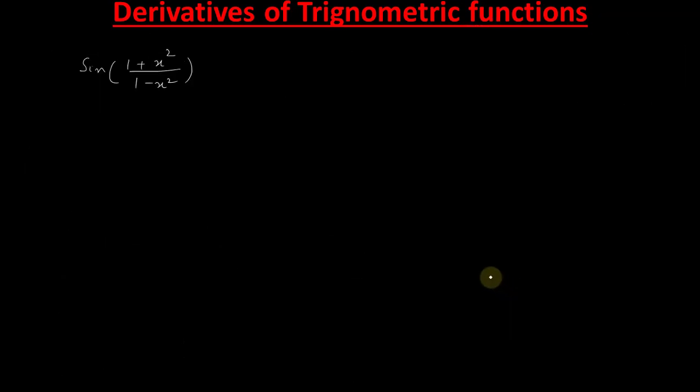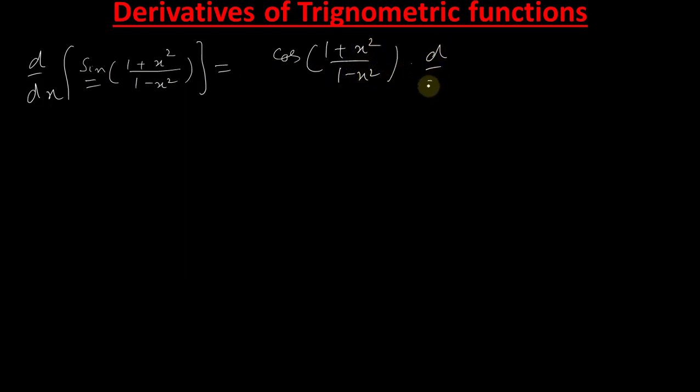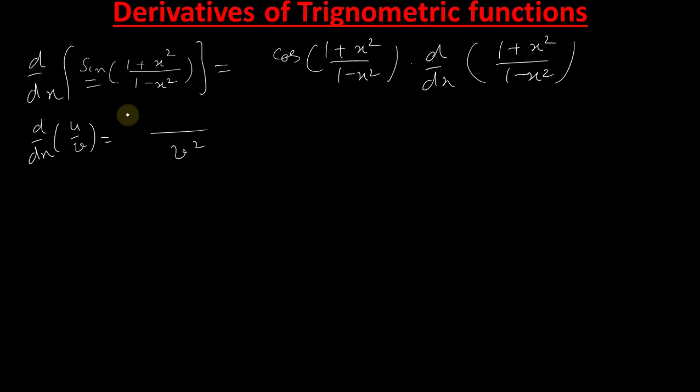Now let us move to the next. It is also quite easy. We have to find the derivative of sine of (1 plus x square) upon (1 minus x square). So the derivative of sine is cos, so it will be cos of (1 plus x square) upon (1 minus x square), but now we have to find the derivative of this (1 plus x square) upon (1 minus x square). Now we have to apply this formula, dy by dx of u divided by v is equal to (v du by dx minus u dv by dx) divided by v square. So we will apply this formula to solve this derivative. I will solve it separately so that it will be easier for you.